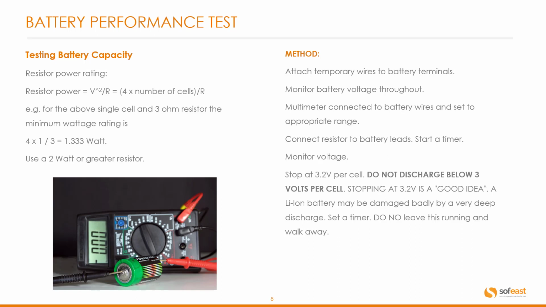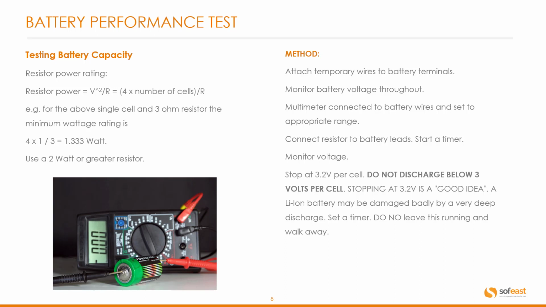Let's have a look at the resistor power rating. Resistor power equals the voltage to the power of 2 divided by the resistor value. So that's 4 times the number of cells divided by the resistor value. For example, for the single cell that we looked at a second ago and a 3 ohm resistor, the minimum wattage rating is 4 times 1 over 3 equals 1.33 watts. So therefore we would suggest you use a 2 watt or greater resistor.